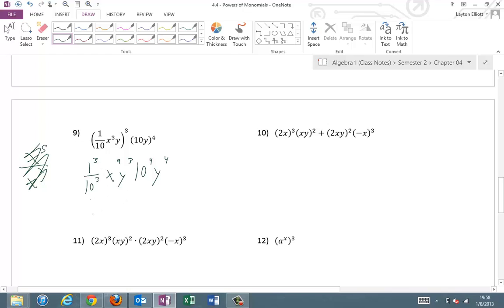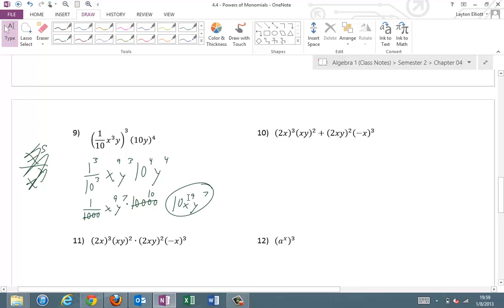So let's clean this up. We're going to go 1 over 10 to the 3rd power is 1, 0, 0, 0. Then let's combine our x's. There's just one x, x to the 9th. Y to the 7th and then I still have that times 10 to the fourth is a 1 followed by 4 zeros. These are going to cancel and give us 10. So my final answer is 10, x to the 9th, y to the 7th.